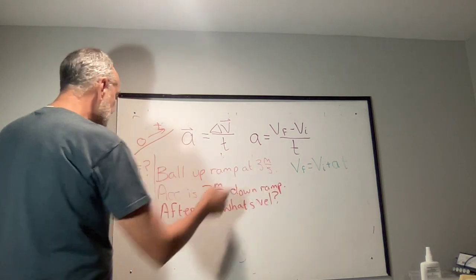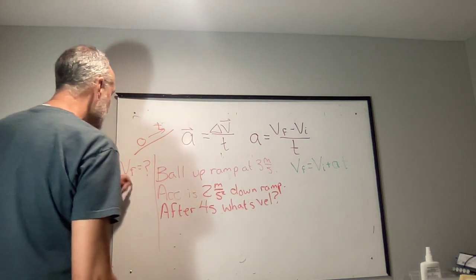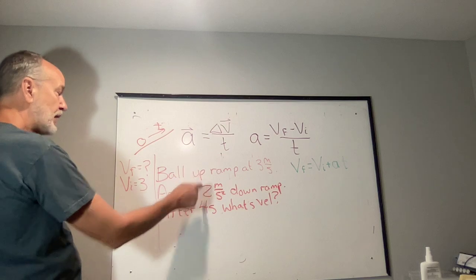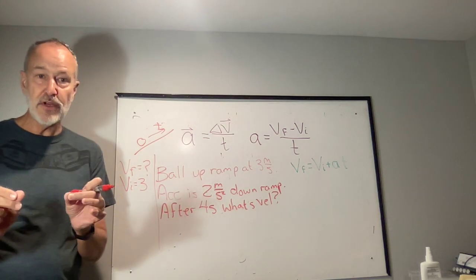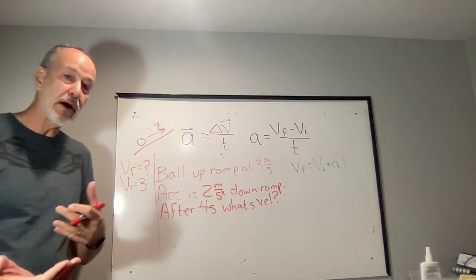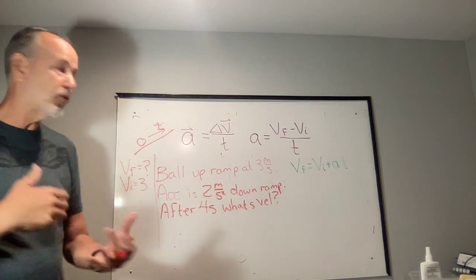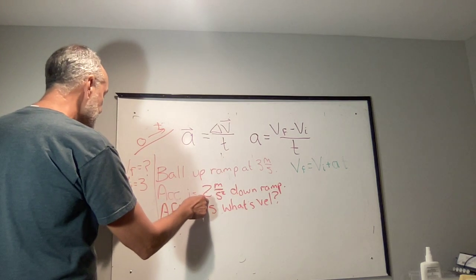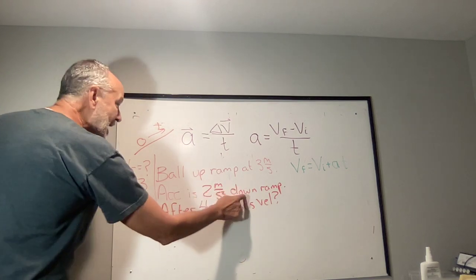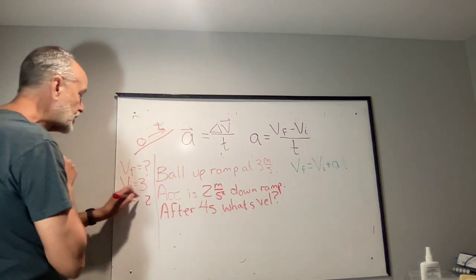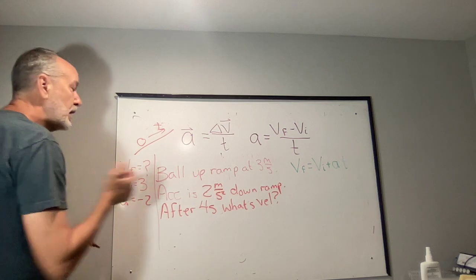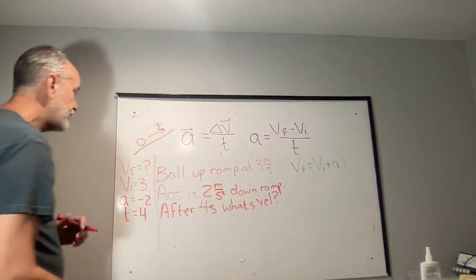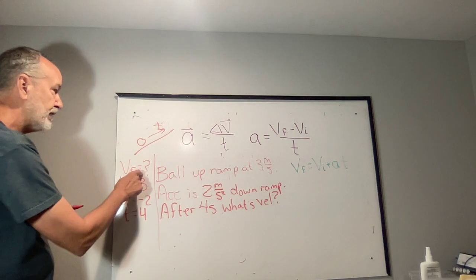So this is at the very beginning. Vi is 3 in the positive direction. Every time you put a variable in there that's a vector, you've got to think about what direction. Is it positive or negative? Acceleration is 2 meters per second squared down the ramp. That means it's going to be negative. After 4 seconds, t equals 4, what's the velocity? So what's that final velocity?